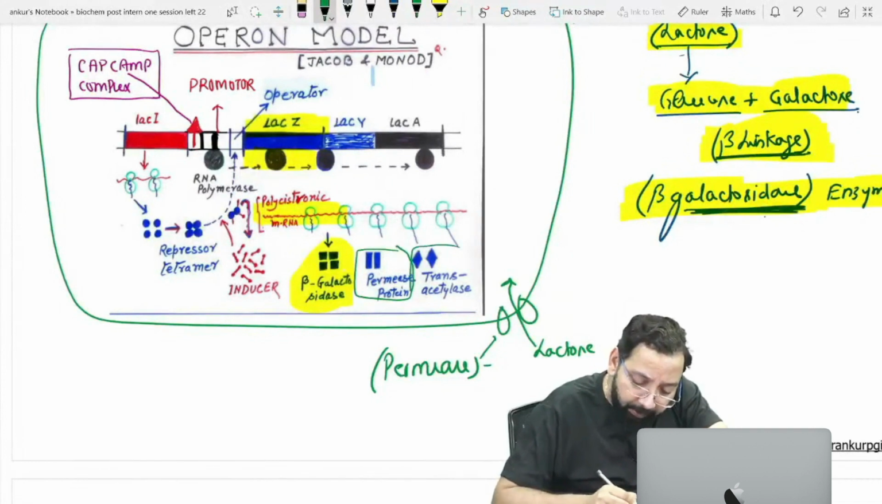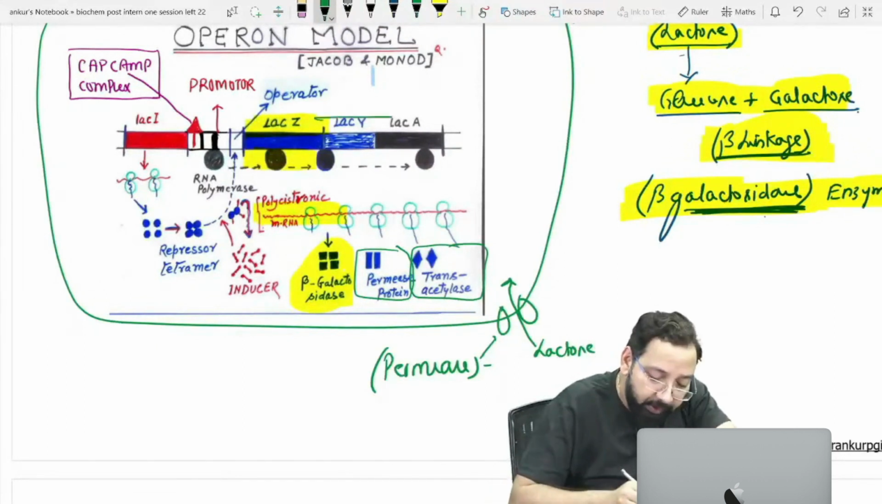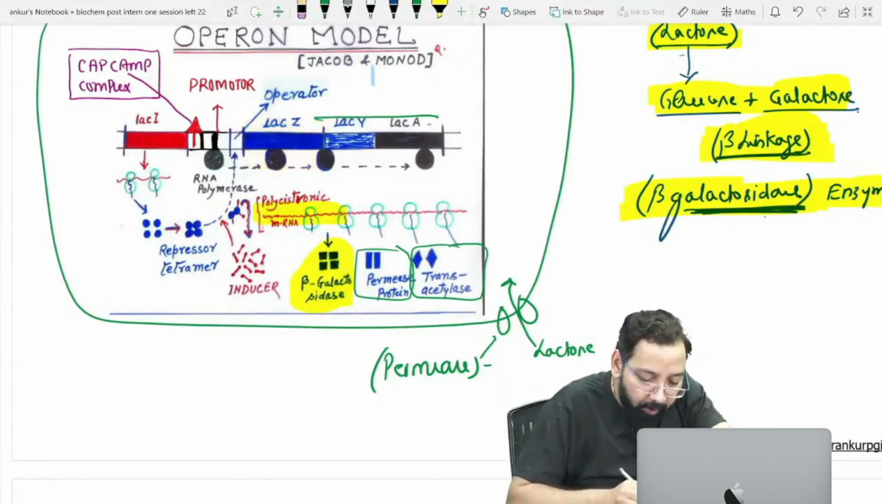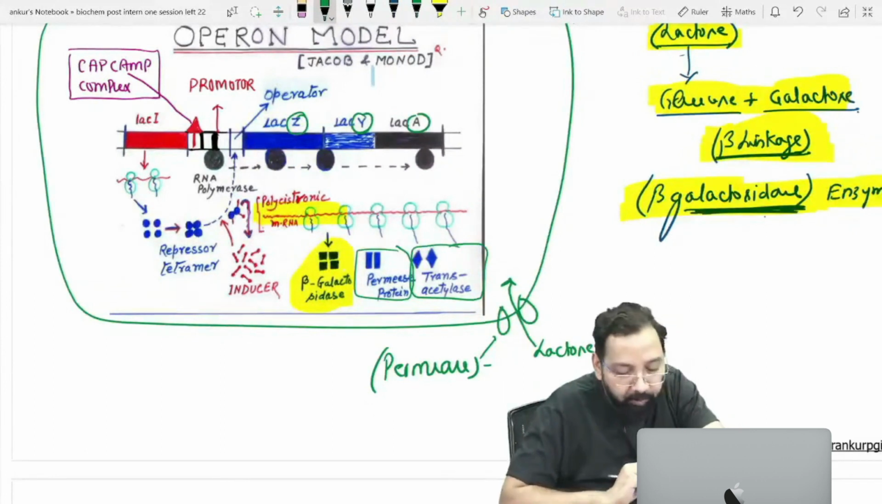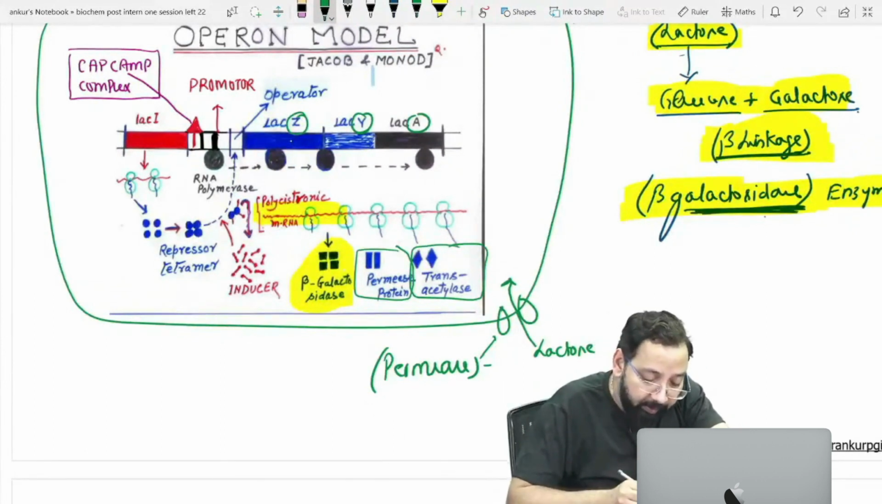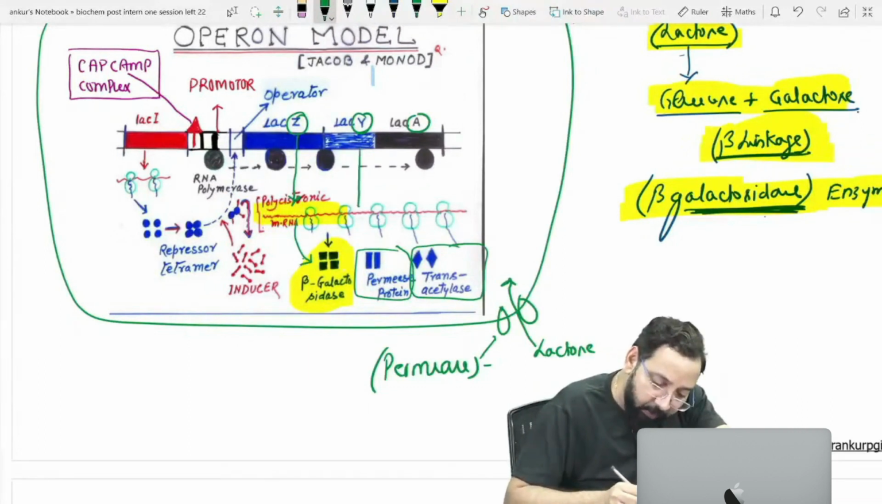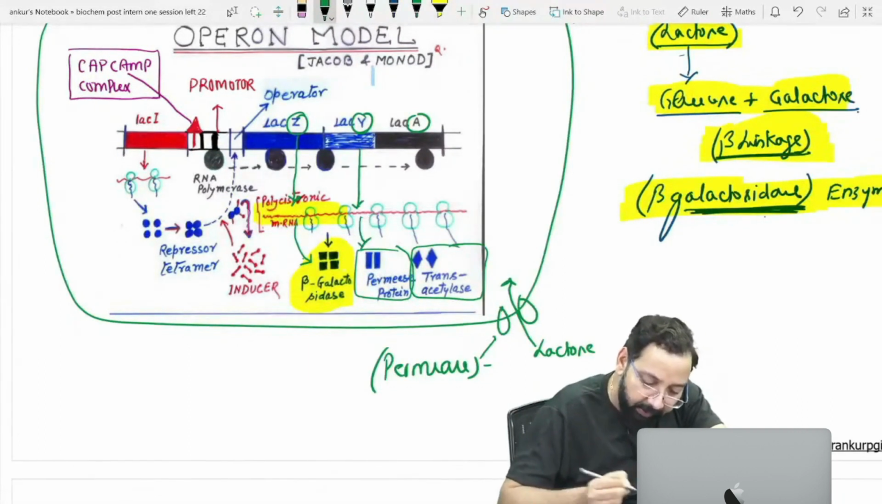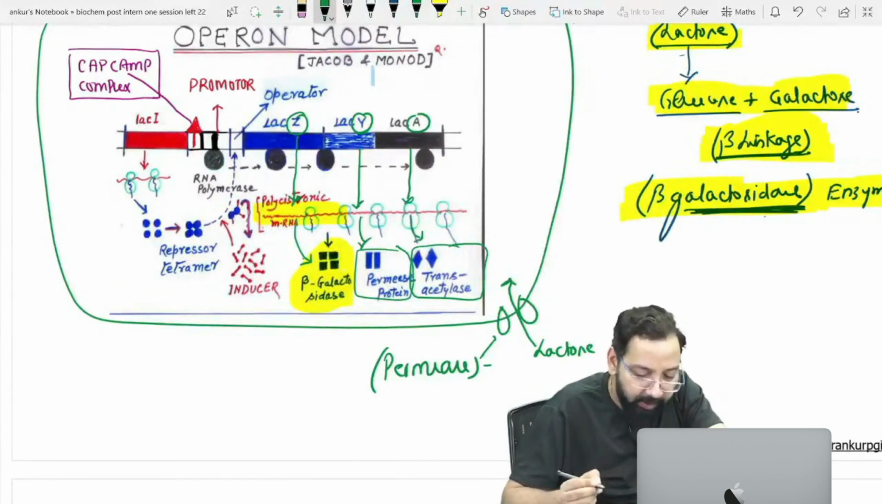Other than permease, E. coli also requires one enzyme, transacetylase. So there are three enzymes, or three genes, Z, Y, A. Just remember ZYA. Z is responsible for the synthesis of messenger RNA which will synthesize beta galactosidase. Y is responsible for the messenger RNA which will synthesize permease. A is responsible for synthesis of RNA which will synthesize transacetylase. With the help of these enzymes, E. coli can utilize lactose.